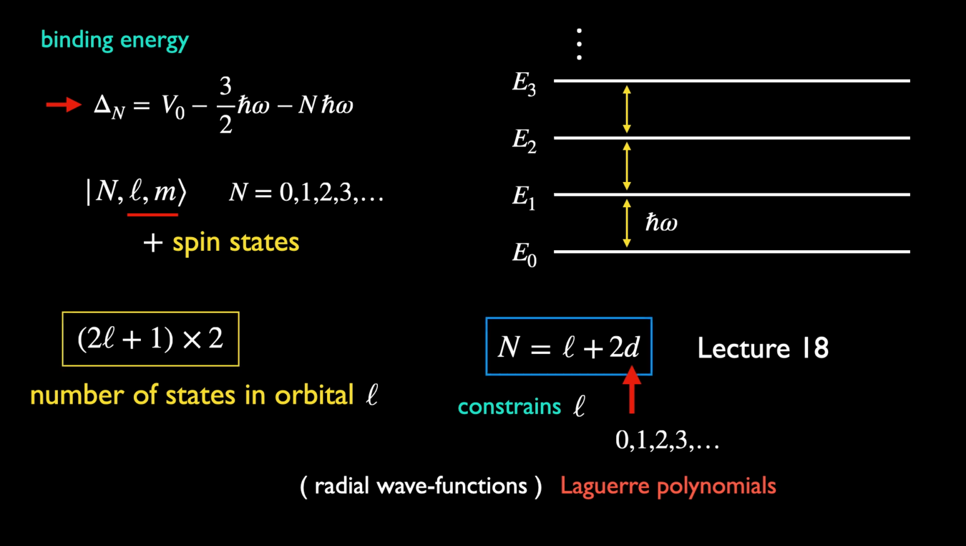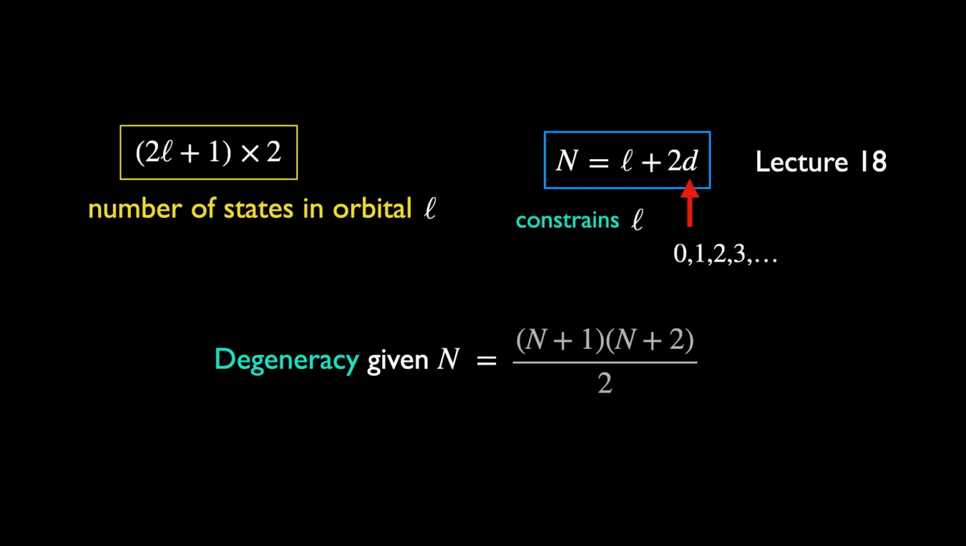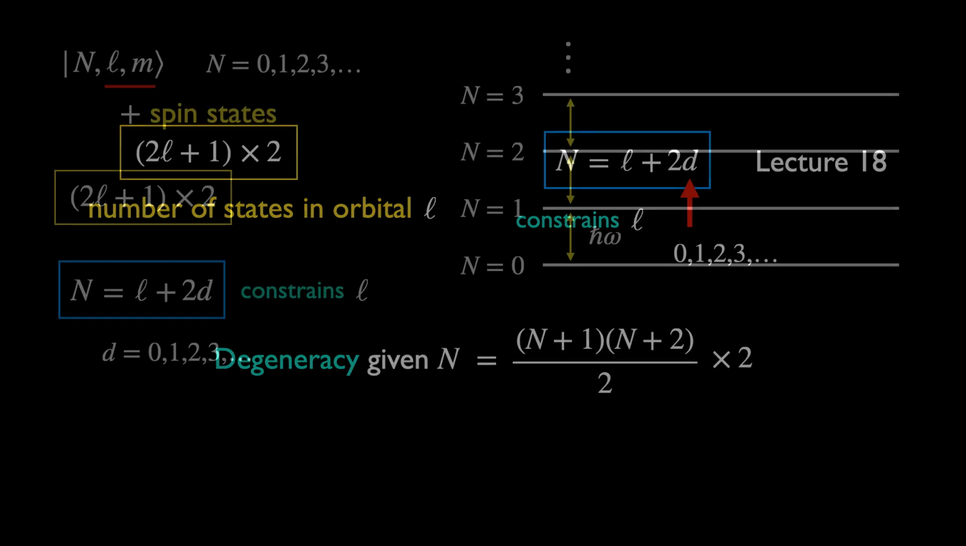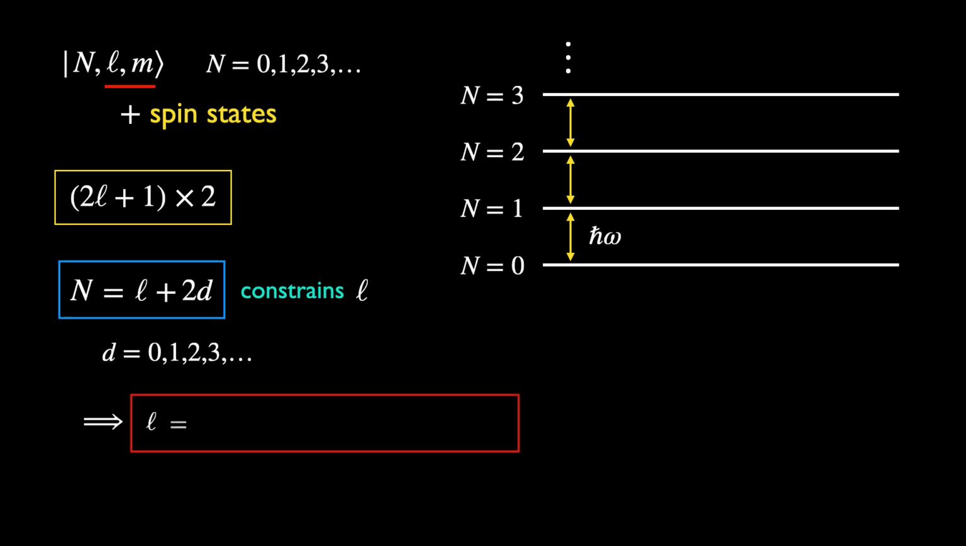With these two relations, we can calculate the number of states available on each energy shell. This calculation is also done in lecture 18. Thus, the degeneracy for a given n is the expression in the red box from lecture 18 times 2 to include the spin states. Using the constraint in the blue box, L takes the following values with separations of 2 for a given n.